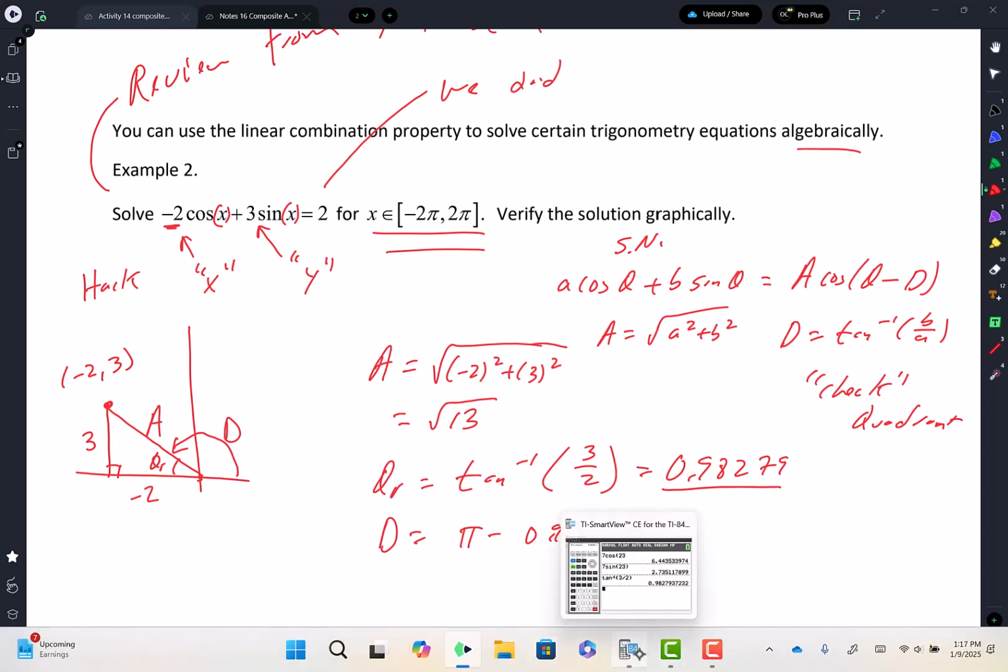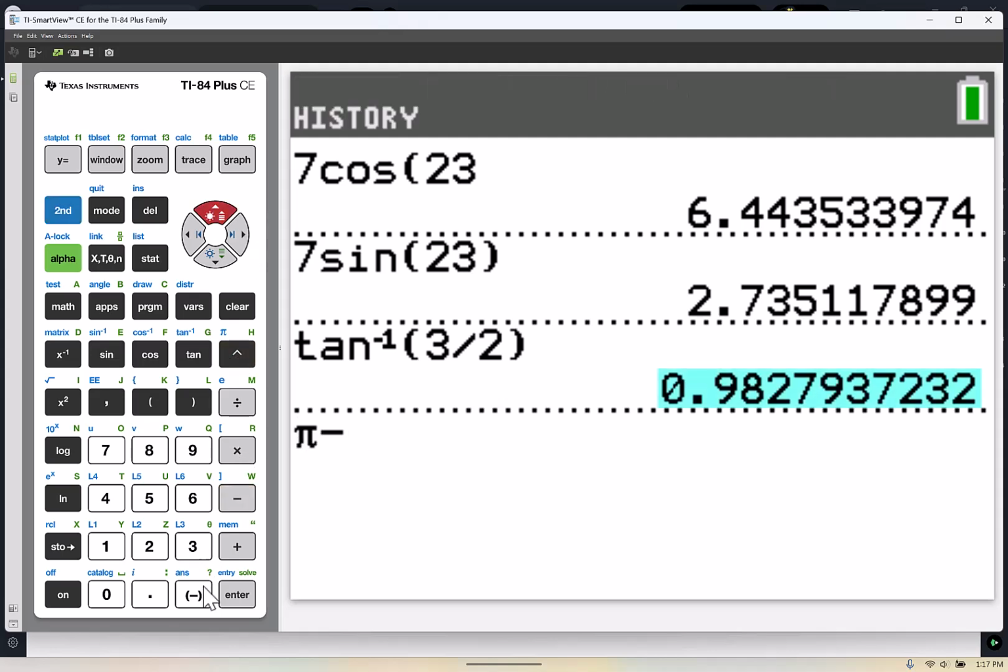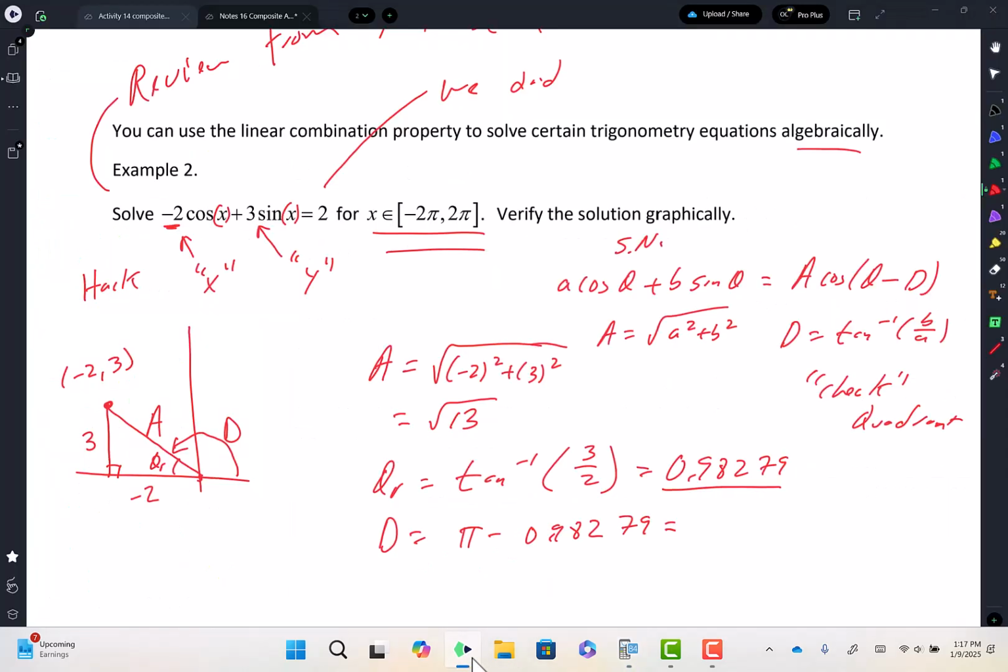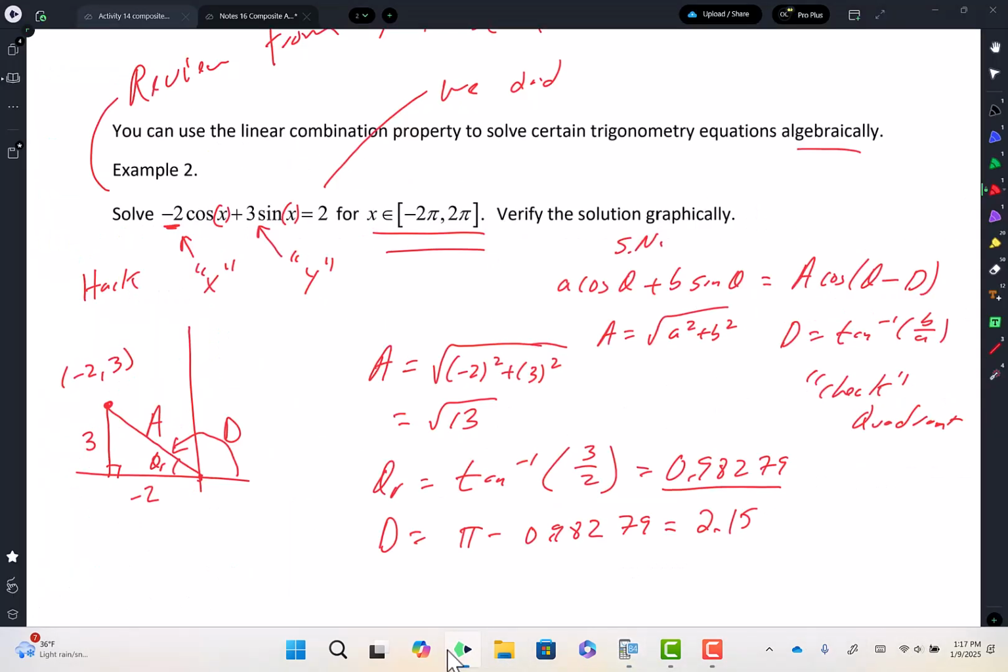So I'm going to take my calculator, go pi minus, and I'm just going to scroll up and push enter. And there it is, 2.15879. The more digits, the better. 2.15879 if it's truncated.